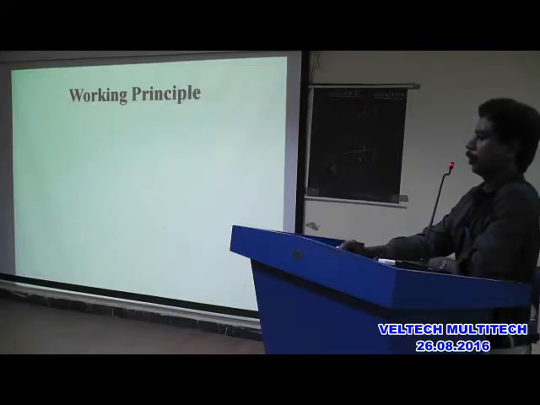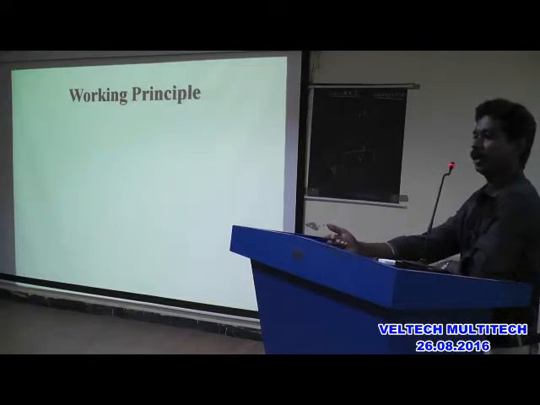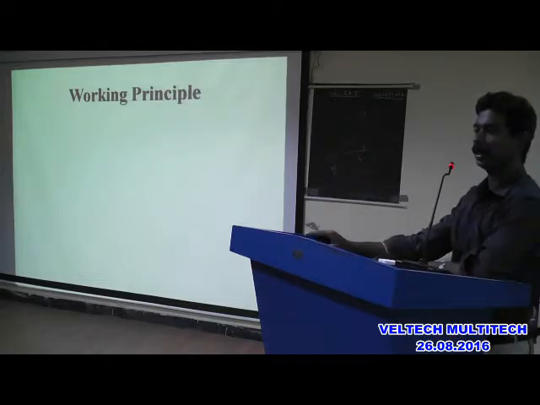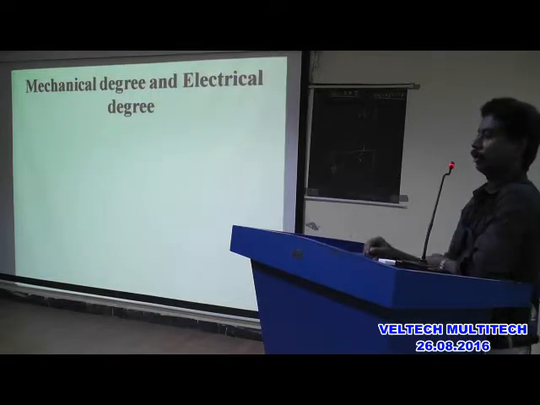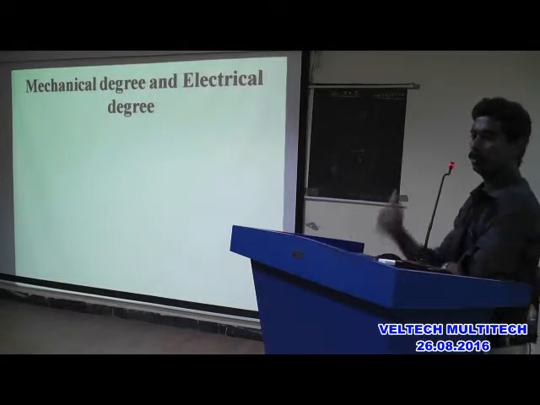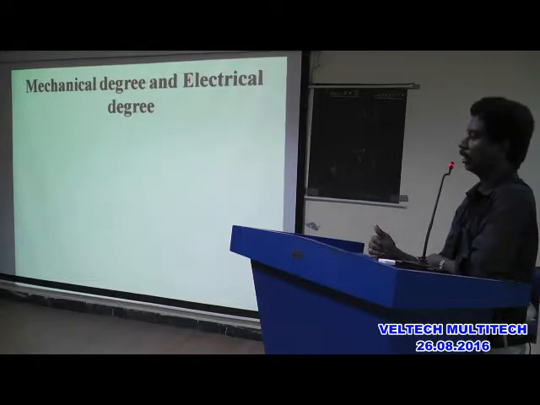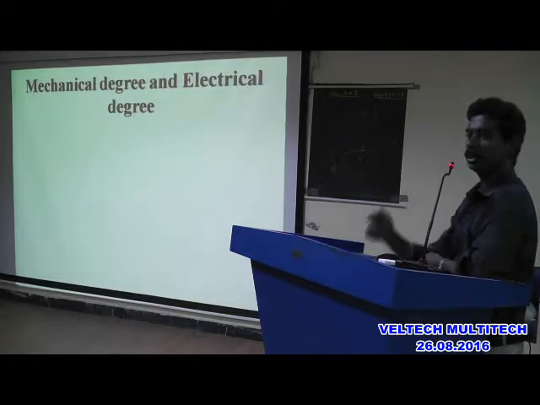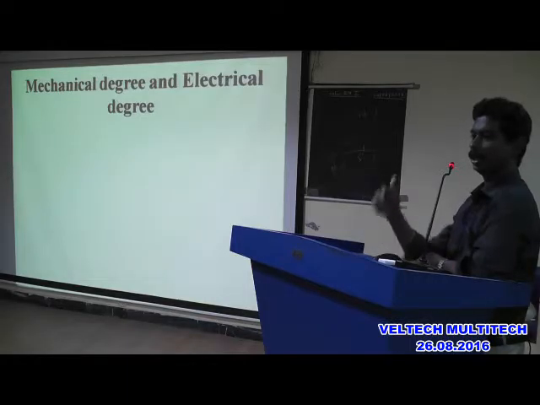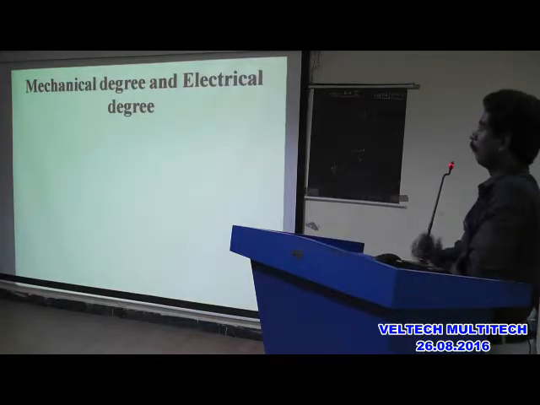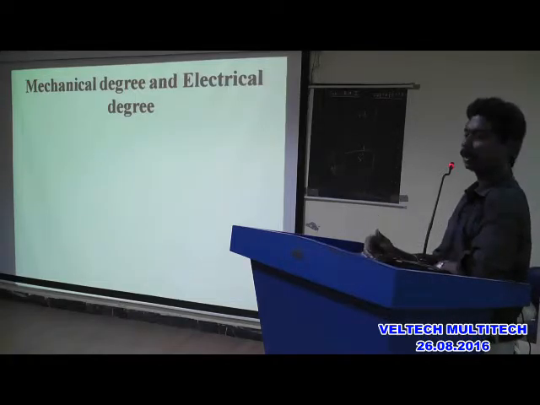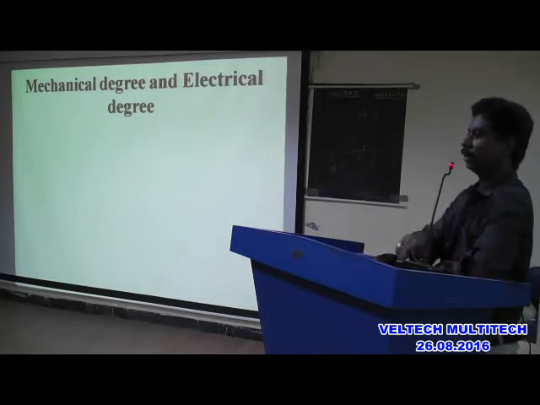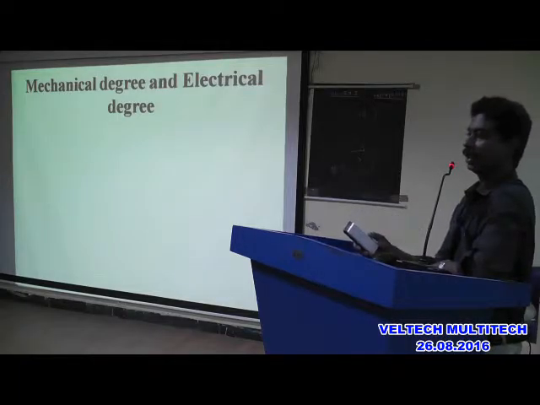Then you know the working principle of the generator according to Faraday's law. Whenever the conductor cuts the magnetic flux, EMF will be induced. This is Faraday's law of electromagnetic induction. So if you have a two pole alternator, in one rotation the EMF induced is 360 degree. If four pole, the EMF induced is 720 degree, that is two cycles will be induced. From that you can develop the relationship between mechanical degree and electrical degree.